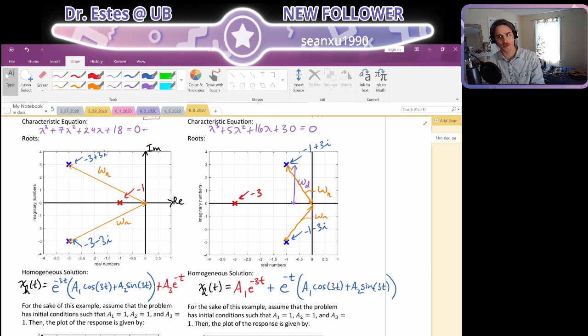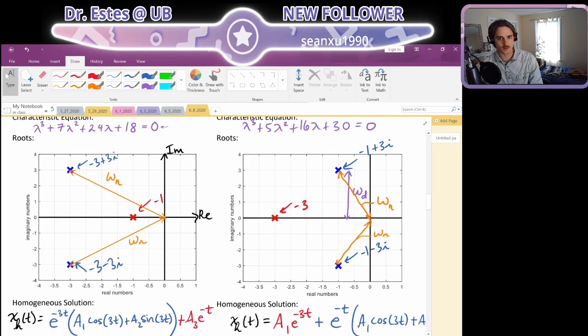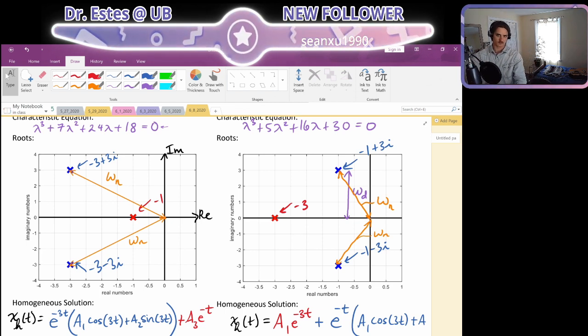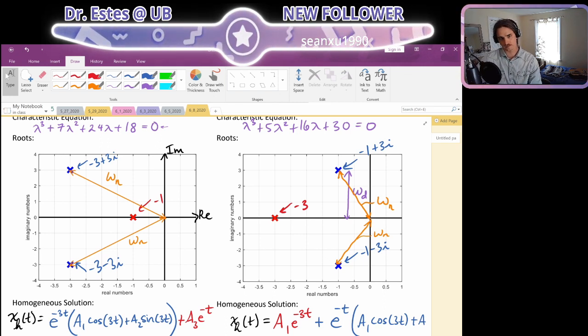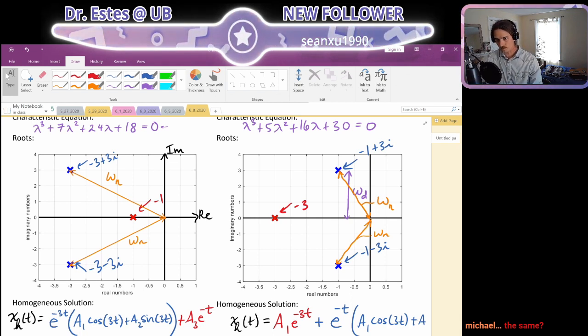Oh, okay, question for you. Let's talk about the damping ratio. Do these blue roots on the left or the right have the larger damping ratio? Which one has larger damping, the left or the right? Okay, the same. Any other opinions out there?